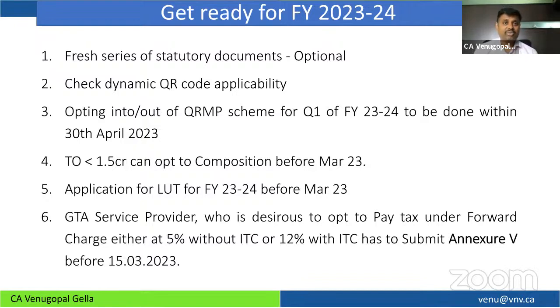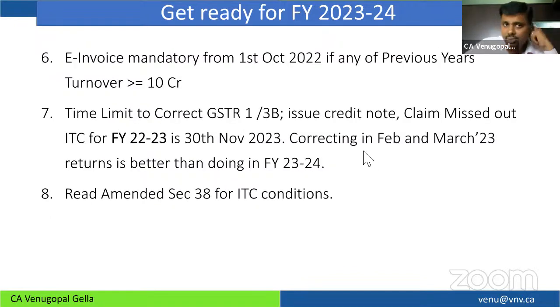LUT for next year has to be filed. If someone has missed the LUT for last year, you can still file it now. Please do it. If you are a GTA and you want to levy GST and collect it under forward charge, you have to file Annexure 5 with the government before 15th March. It should have been done, and since it's a procedural lapse, even now you can do it, but at least please do it. E-invoice is mandatory if your turnover in the previous financial year exceeded 10 crores. So if your 22-23 turnover exceeds 10 crores, from 1st April you have to be ready with e-invoice. In case any of you needs e-invoice integration assistance, you can always reach out to GSTZen.